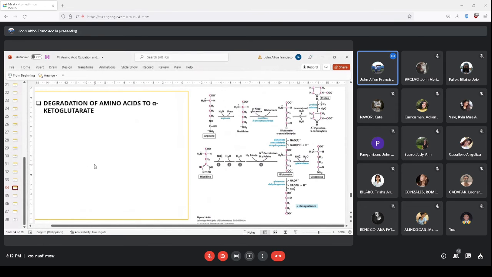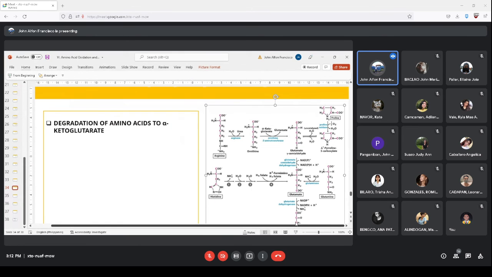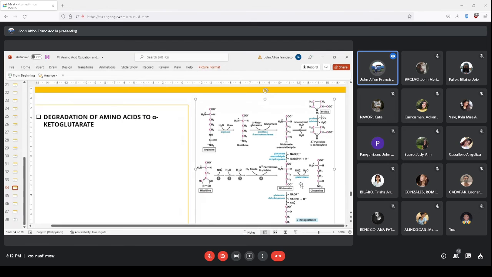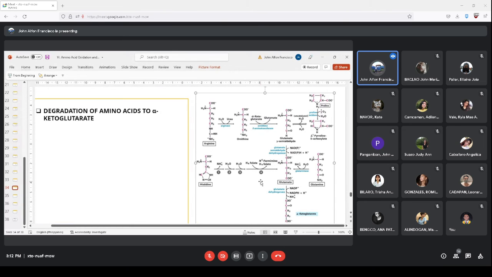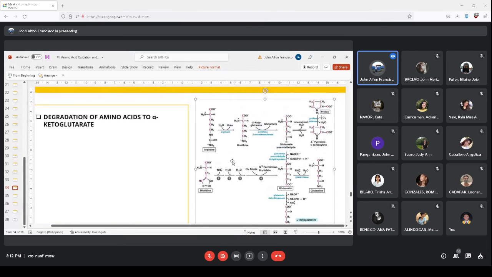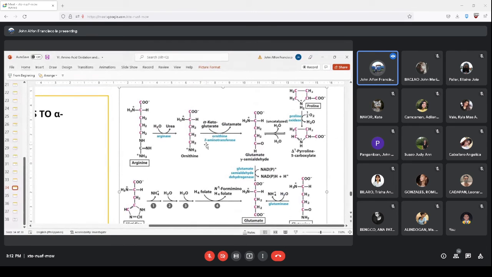Another way of degradation of amino acids is the formation of your alpha ketoglutarate. So arginine, histidine, proline, and glutamine are the amino acids that can be converted to form your alpha ketoglutarate. Arginine will just remove one of its amine groups to form your urea and to form your ornithine. So ornithine will be involved in aminotransferase by usage of ketoglutarate to form your glutamate.